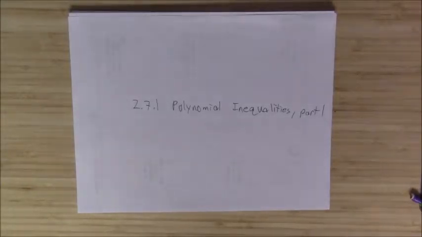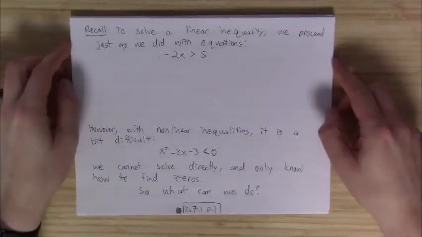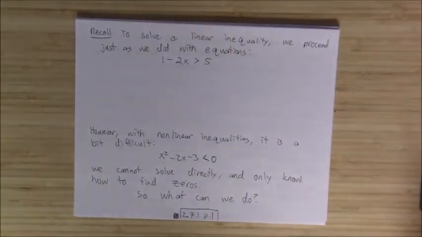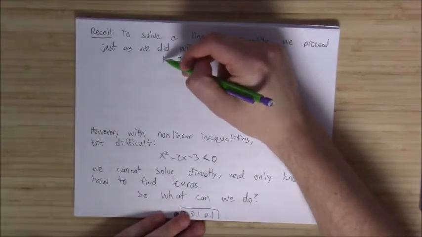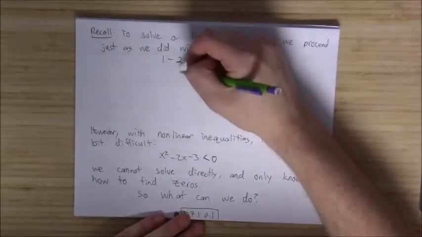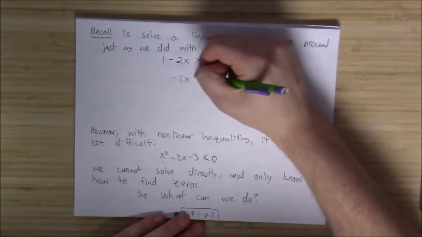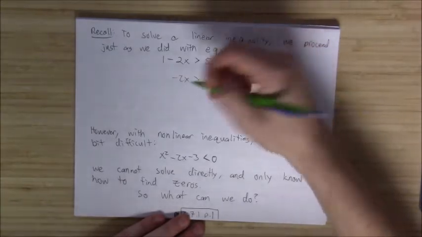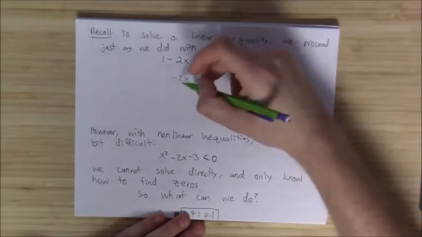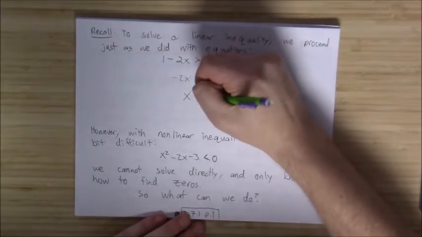In this video, we'll talk about how to solve polynomial inequalities. So we saw much earlier on that to solve a linear inequality, it's not too hard to solve it like we did with equations. Namely, here, there was only one big twist. Take 1 to the other side, you get negative 2x greater than negative 1, so 4. And then you divide both sides by negative 2, which means you had to flip the sign.